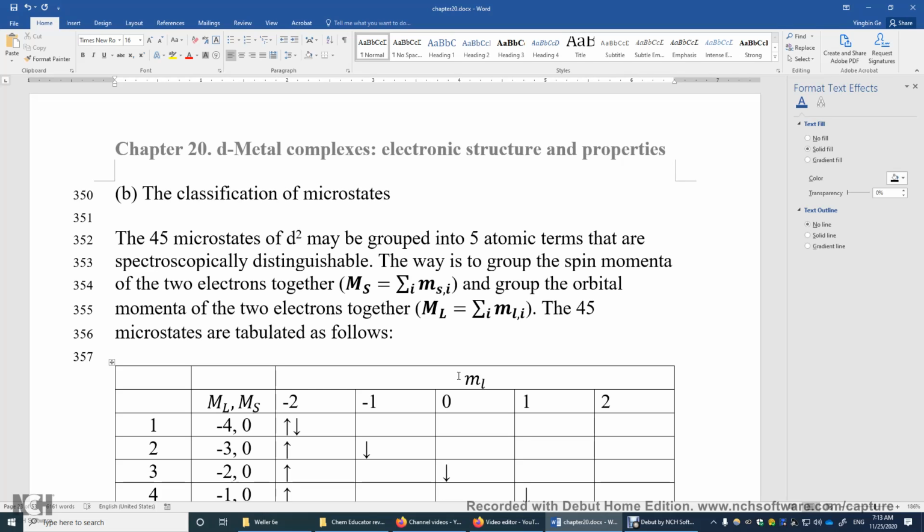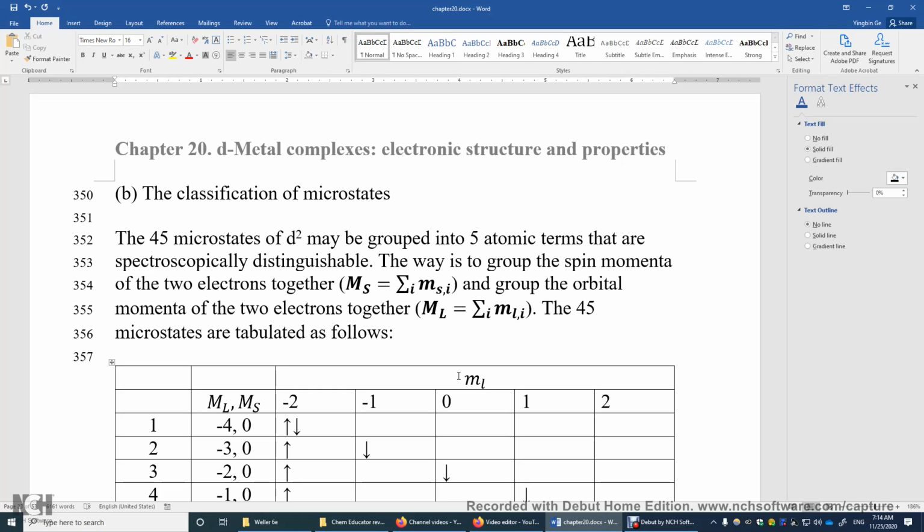This is because there are 10 options for electron 1 and only 9 options for electron 2. Therefore, we have 90 options if these two electrons are distinguishable. However, electrons are indistinguishable. Therefore, we need to divide 90 by 2 factorial, the number of permutations of 2 electrons. And 90 over 2 factorial is 45. So we have 45 microstates for the 2 d electrons in the 5 d orbitals.